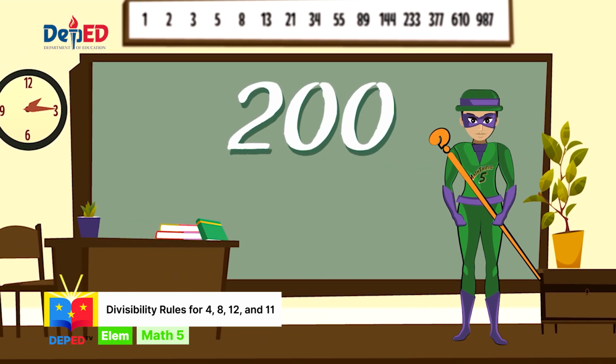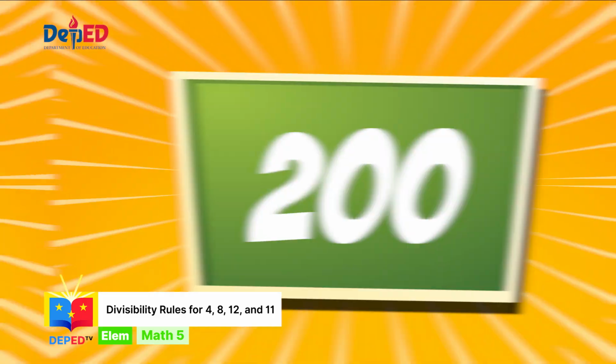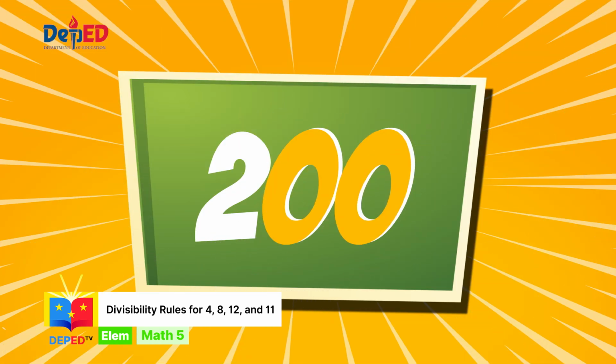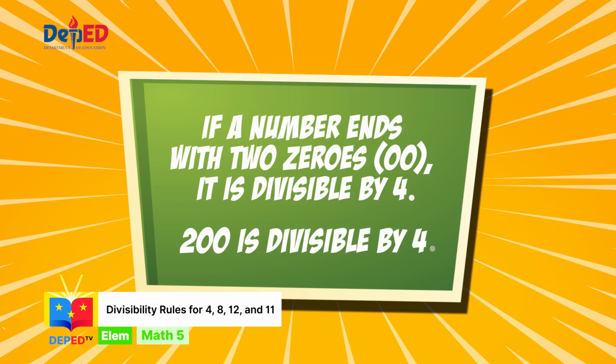Let's take a look at the last two digits of the number. The last two digits of 200 are two zeros. Since the rule states that if the last two digits of a number are two zeros, it is divisible by 4, our answer is yes, 200 is divisible by 4.